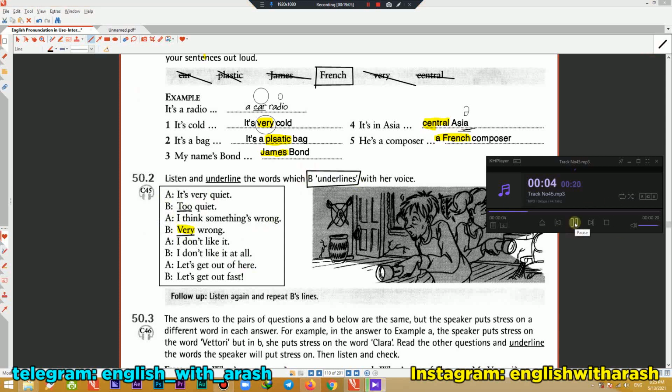It's very quiet. Too quiet. I think something's wrong. Very wrong. Very wrong. Yeah, she's adding this very and she's saying it louder.